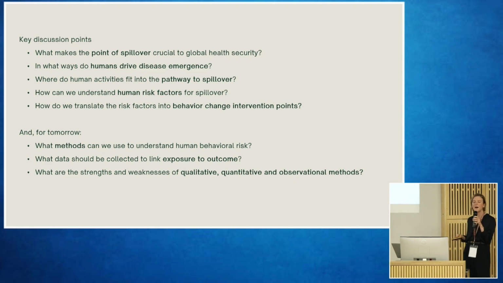So tomorrow, I'll be taking this theoretical underpinning and talk about what methods we can use to understand human behavioral risk, what data needs to be collected to link exposure to outcome, and what the strengths and weaknesses of some of the tools that we use to collect this data are. So what kind of information do we gain by using qualitative, quantitative, observational methods to understand behavioral risk?